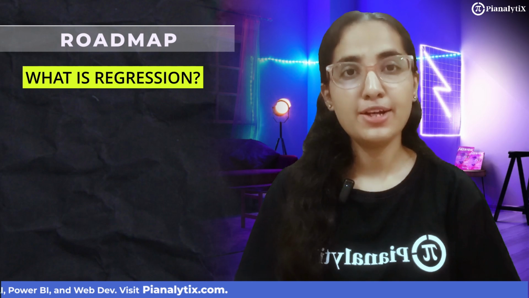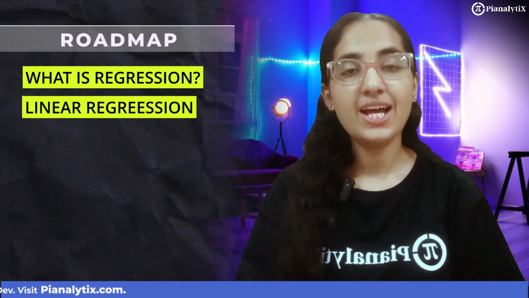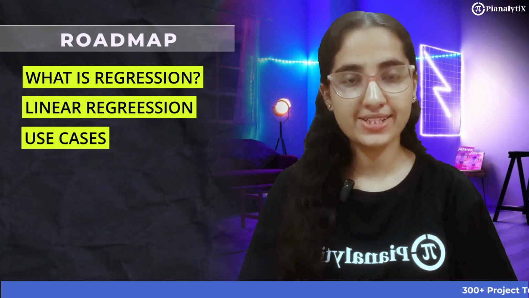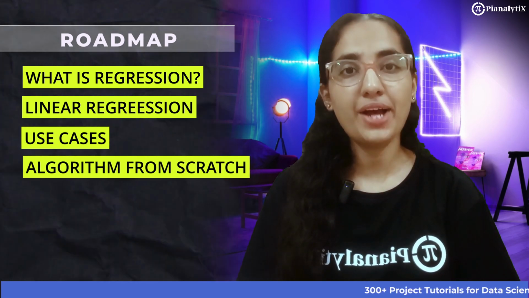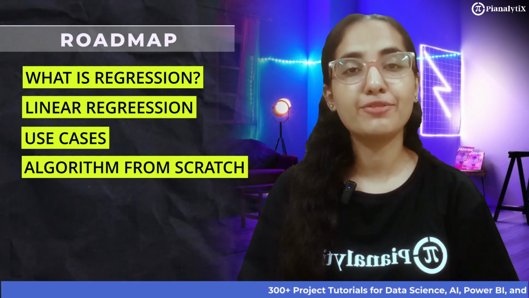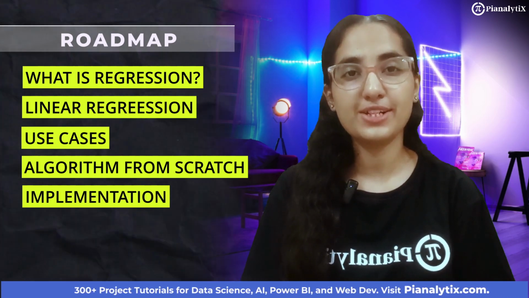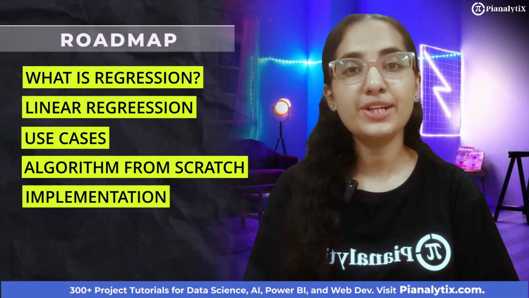Let's start with a quick roadmap of what we are going to cover today. First, we'll talk about what regression is and then zoom in on linear regression. Next, we will explore some real-life use cases where it shines. After that, I will break down the algorithm from scratch and will touch on how to measure the performance of our model using goodness of fit. Finally, we will implement everything in Python. Sounds exciting? Let's get started.